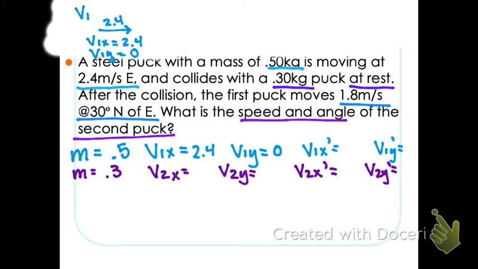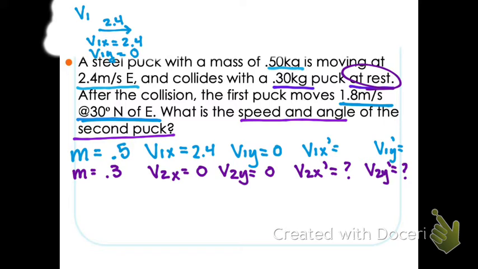Okay. So it says my second object is at rest. So what does that mean? These two values are both going to be 0. And then my question mark is both v2x and v2y. I still have something to do here with this 1.8 at 30 degrees north of east.